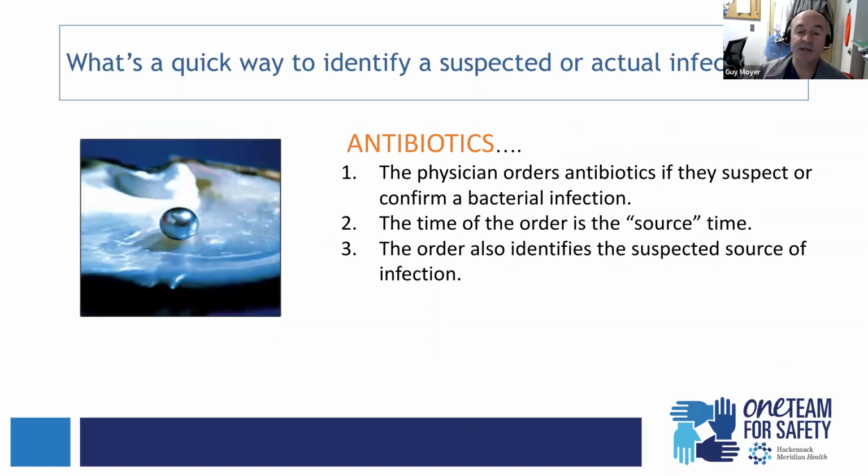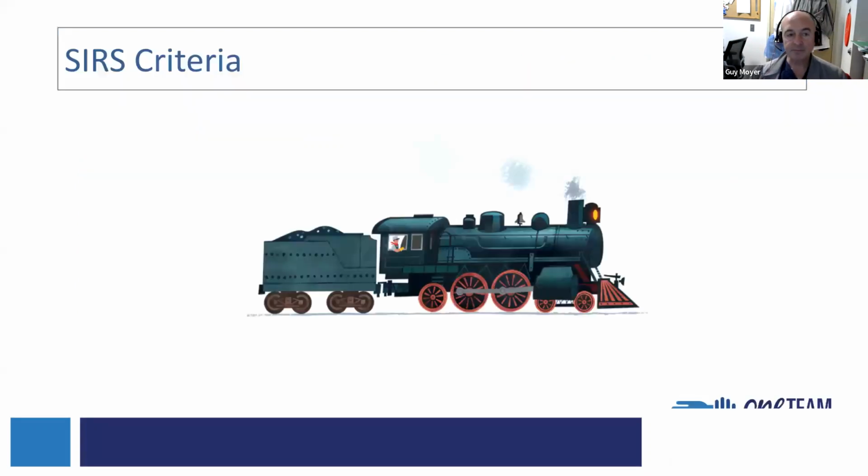Antibiotics. If a person is placed on antibiotics, that's a key to identifying that the patient actually has a source. The physician orders antibiotics if they suspect or confirm a bacterial infection. The time that they actually put the order in is the source time. And the order also identifies the suspected source of infection. And we talked about that a little bit earlier. Is it the gut? Is it the lungs?